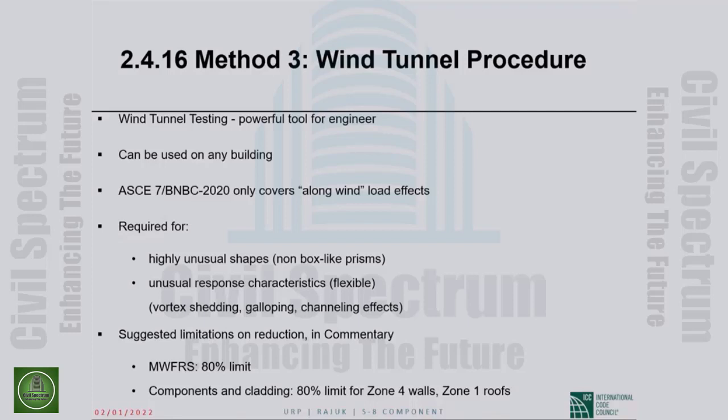ASC's Committee 7 told you when you design based on wind tunnel testing, do not go below 80% of the values that ASC 7 would give you for your main wind force resisting system. And also for components and cladding, do not go below 80% of the values that you will get for zone 1 of roofs and zone 4 of walls. That zone 1 is the interior of the roof, zone 4 also is the interior of the walls.